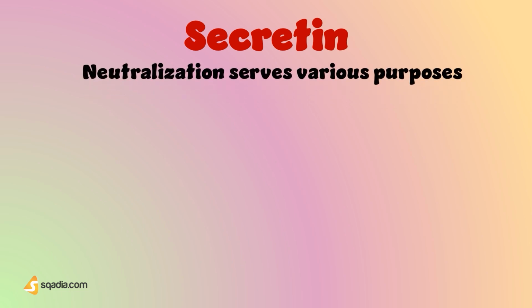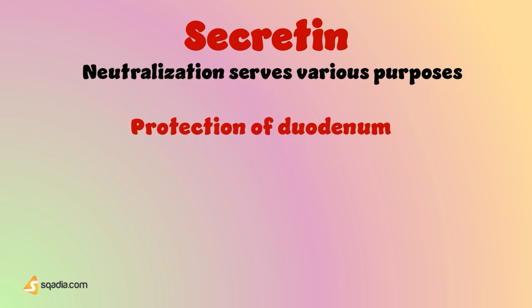This way, secretin and its neutralization serves various purposes. First is the protection of the duodenum. The intestinal mucosa does not have the capability of withstanding an acid pH coming from the stomach. Thus, the bicarbonate secretion prevents the formation of duodenal ulcers.